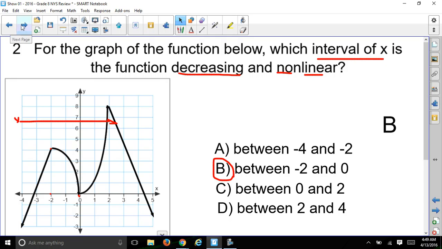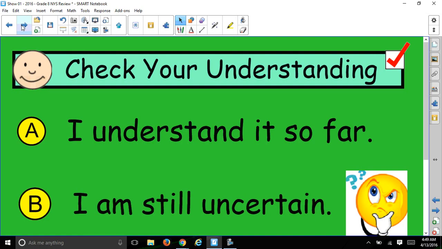Nice question. So check your understanding. If you understand it so far, great. But if you're not sure, rewatch the video, write down your questions, bring them in tomorrow.